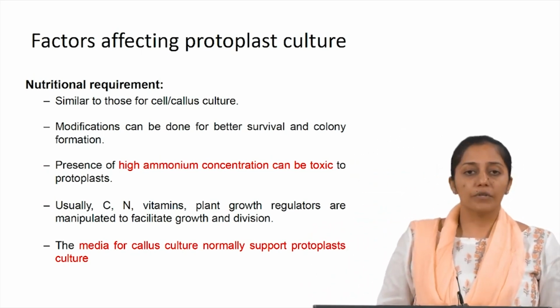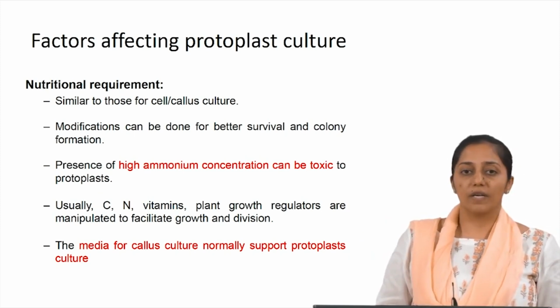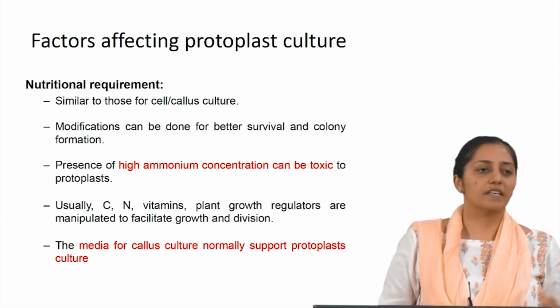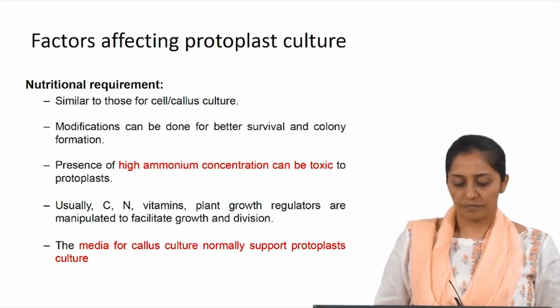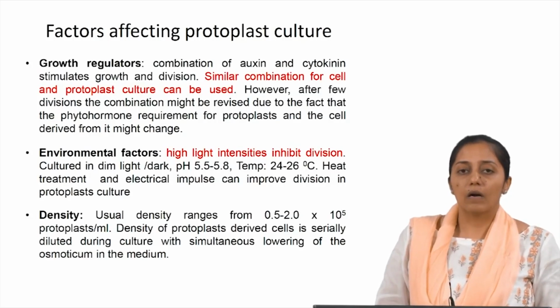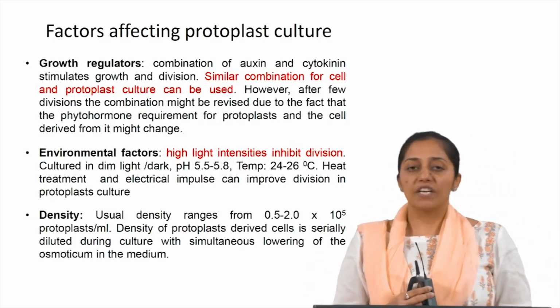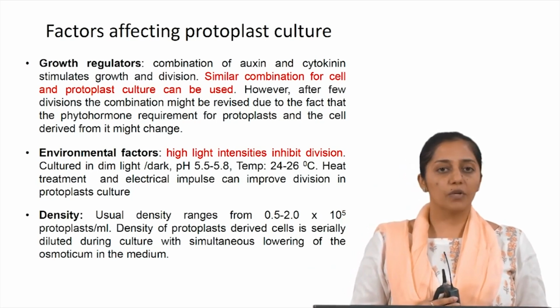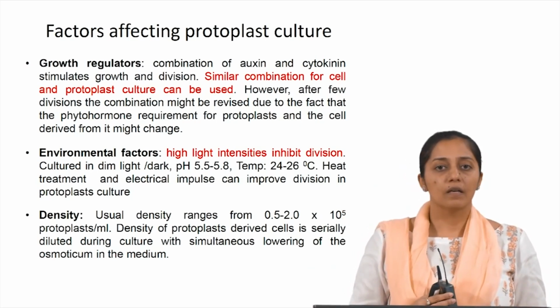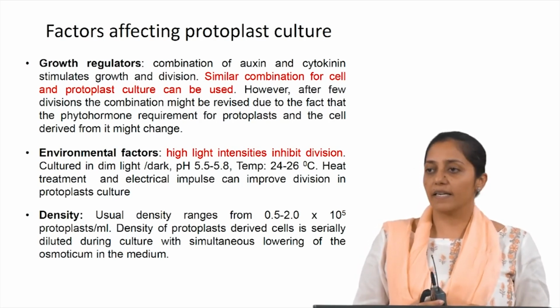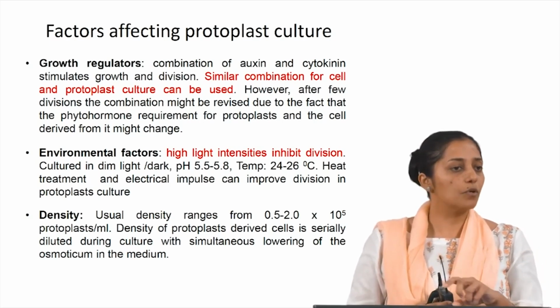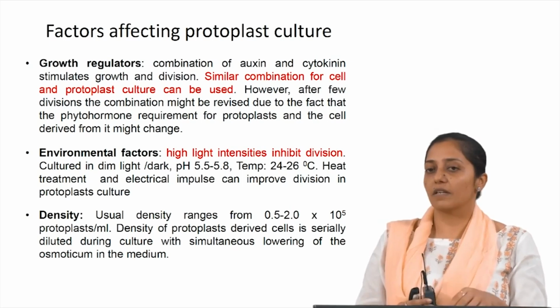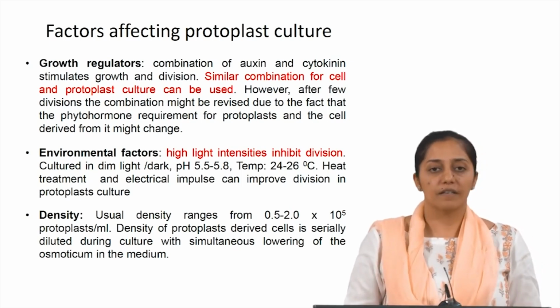Usually carbon, nitrogen, vitamins, plant growth regulators are manipulated to facilitate growth, as in the case of any form of cultures. Now growth regulators, a combination of auxin and cytokinins, stimulates growth and division, we know that. So a similar combination as for cell culture can be used for protoplast culture. That's why I said the combination you are using for callus or cell culture might work initially for the protoplast cultures, but once the protoplast starts dividing into cells, then it might need revision.